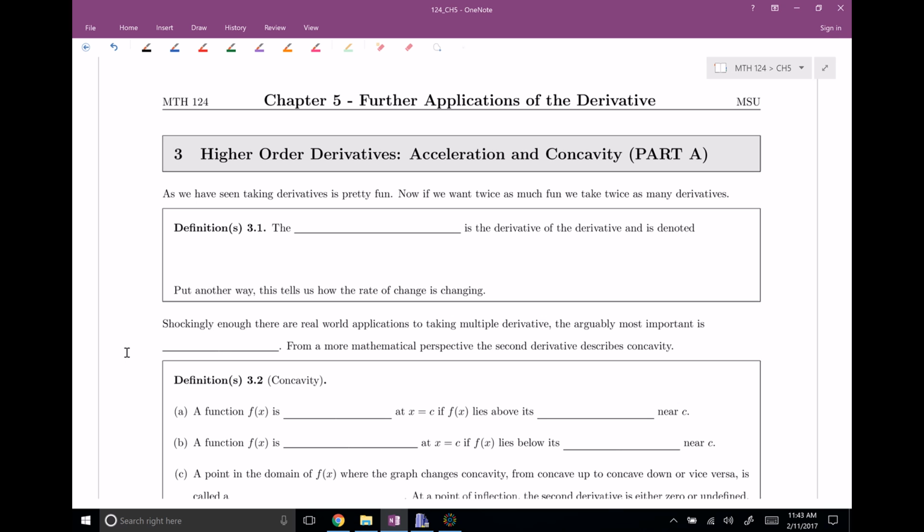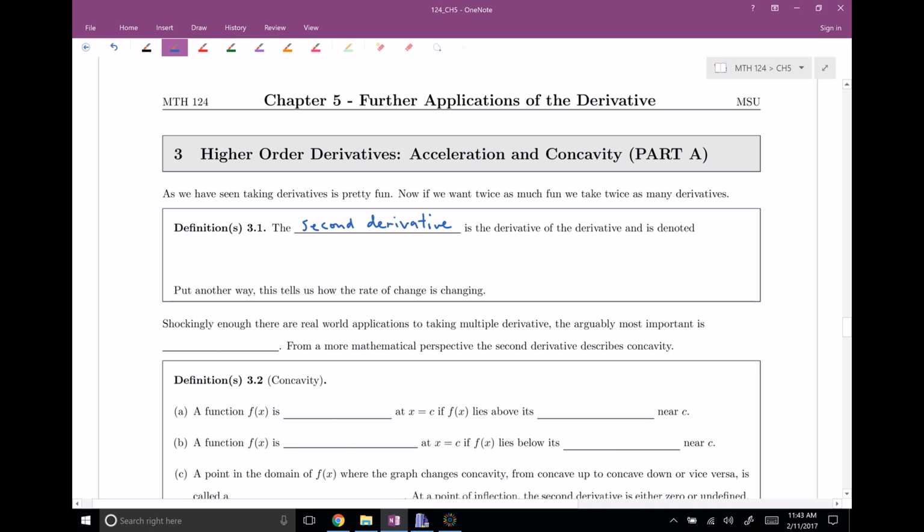And like I mentioned jokingly here, we've seen that taking derivatives is pretty fun. So if you want twice as much fun, take twice as many derivatives. That is, we're going to bring up this idea of the second derivative. So second derivative, with a V and everything, is the derivative of the derivative.